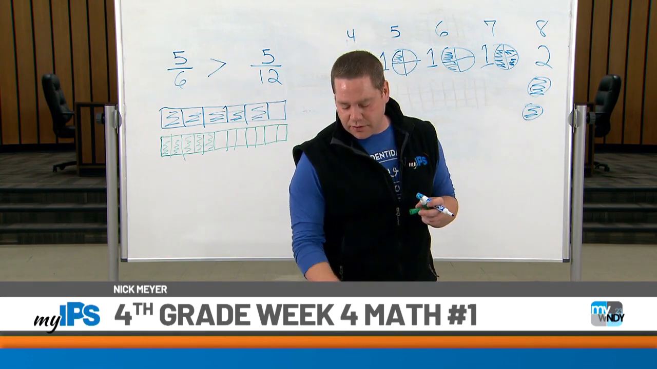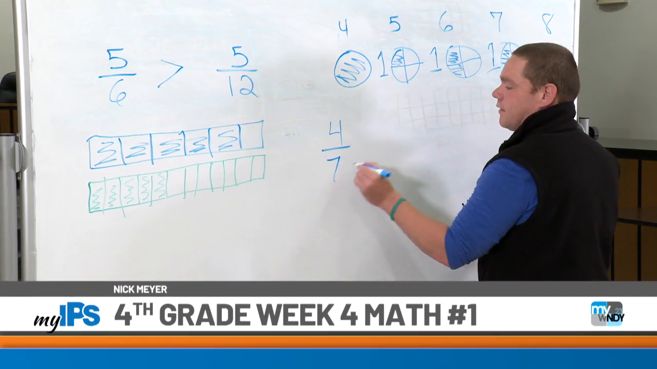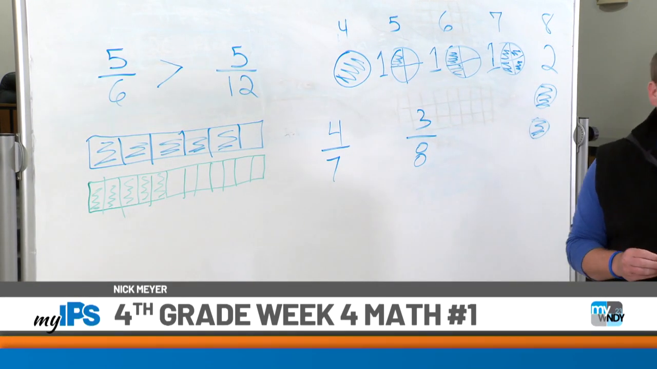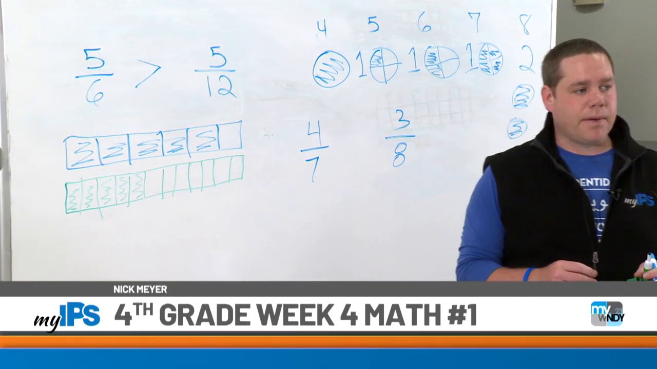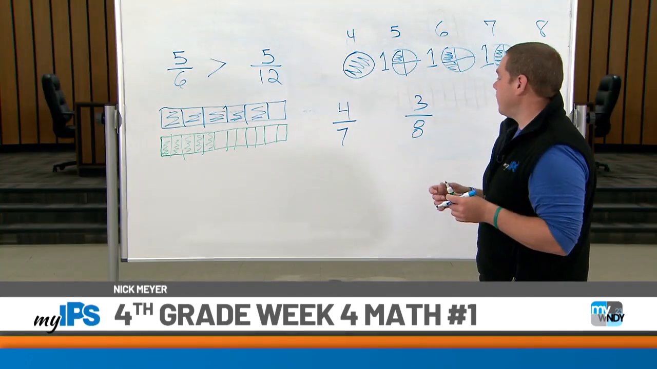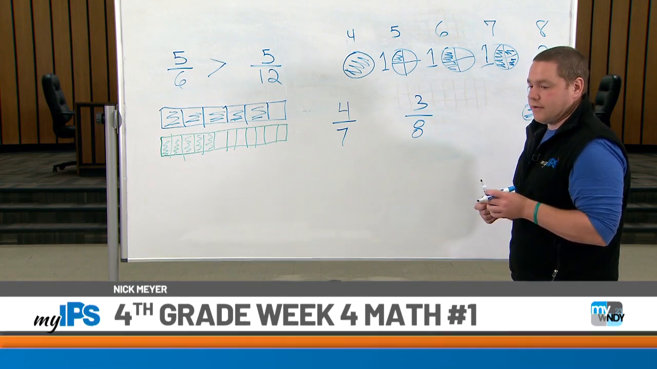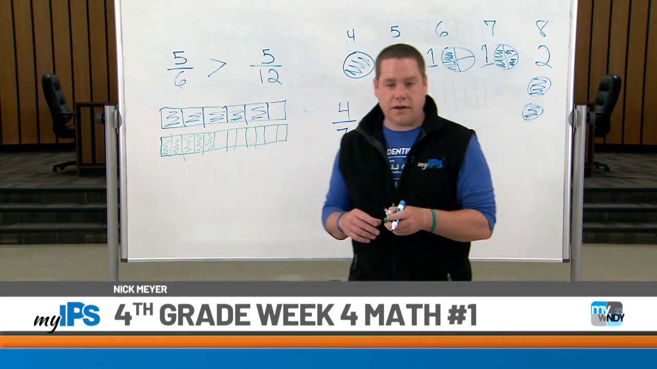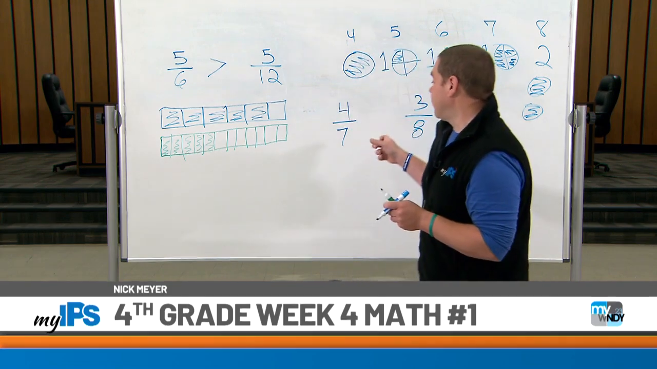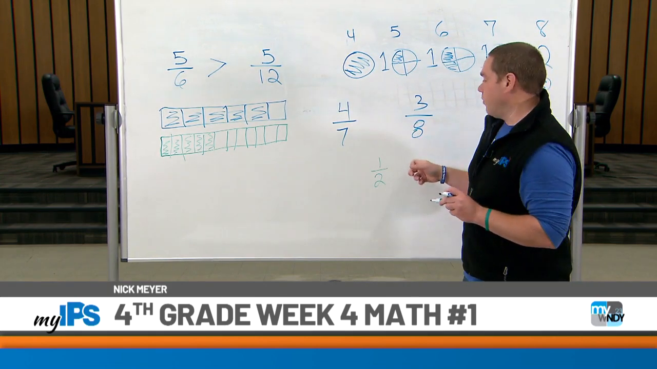The next one, let's look at 4/7 and 3/8. What I want you to picture in your head to compare these is the fraction 1/2. Is one of these fractions less than 1/2? Is one of these fractions greater than 1/2? See if there's something on one of those fractions that are A, B, C, or D on your sheet where you can use this idea of comparing it to 1/2 to see what's greater or what's less.